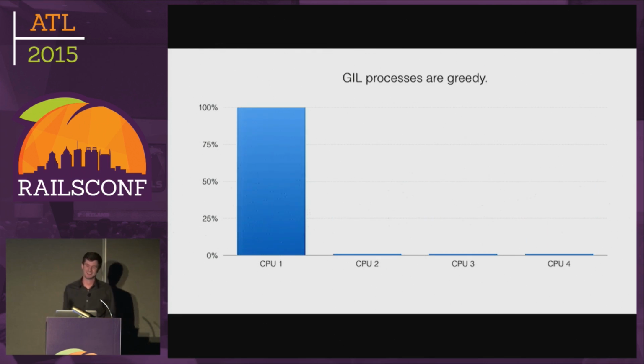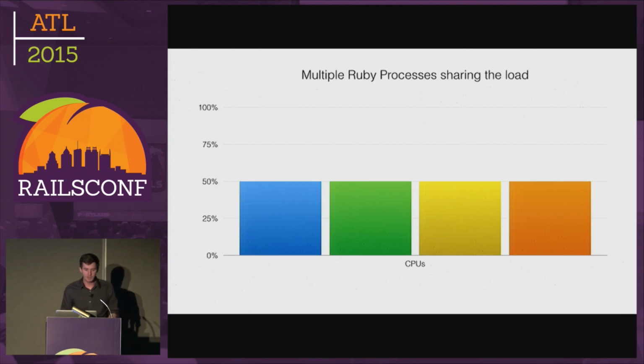However, with the GIL, you end up totally pegging out one process and then just leaving the rest doing absolutely nothing. So the only way to get around this in the MRI, at least, is to run multiple cooperative Ruby processes. So we sharded our API across cores.